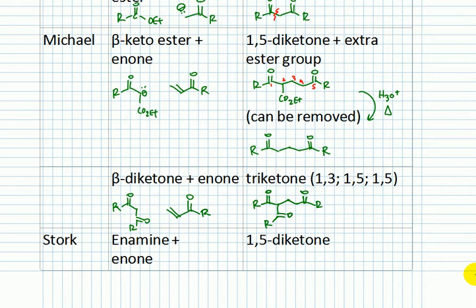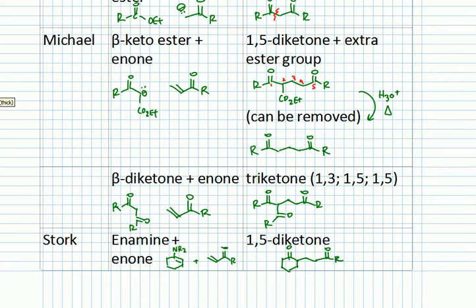Now, the Stork reaction with an enamine plus an enone will give us just a plain old 1,5-diketone. So NR2 plus the enone, after the enamine reacts like a nucleophile, then we hydrolyze it, and we get a carbonyl in its place. 1, 2, 3, 4, 5. Okay. So hopefully you can use this to synthesize together a lot of the things that happened in this chapter.